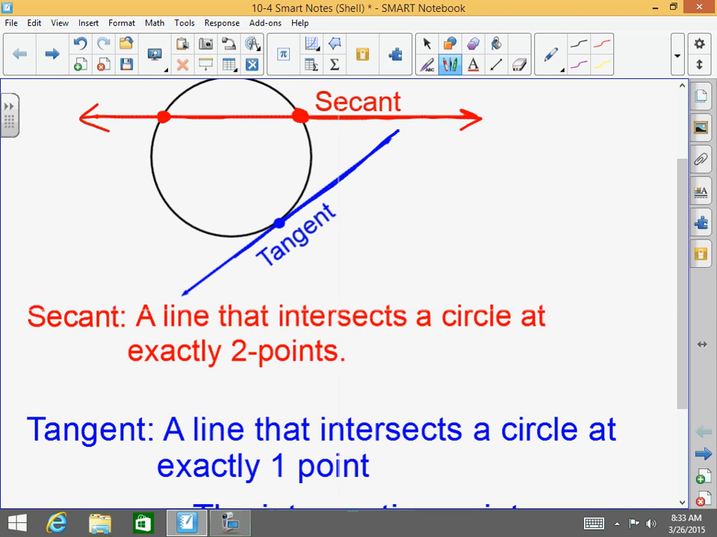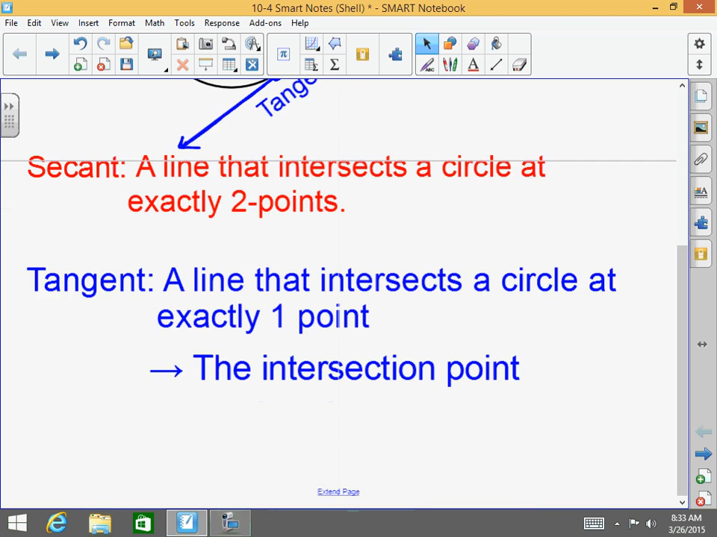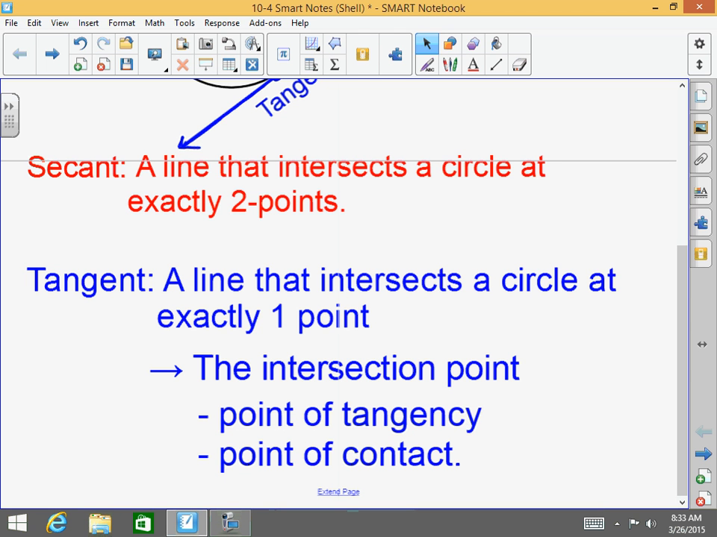So if I have a line and it intersects the circle at 1 point, it is called a tangent. Now, the intersection point of a tangent, it's called the point of tangency or the point of contact.